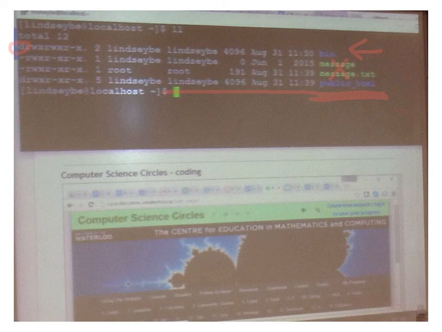I talked about the D over here stands for directory. And these are permissions. Like the first one has read, write, execute. That's for the owner. Then we have read, write, execute. That's for the group, owner, group. And then we have read and execute, but not write. That's for all others.